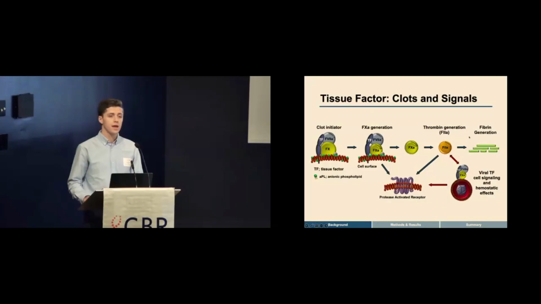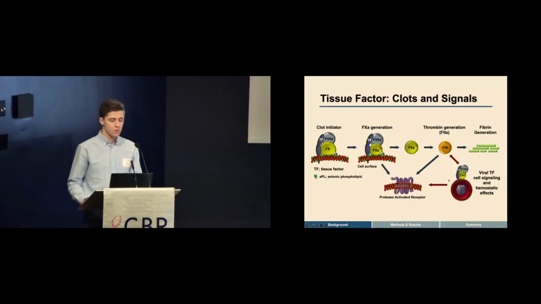formation. Now, tissue factor is not only important in blood clotting, it's also important in cell signaling and inflammation, and one of the ways that it does so is through protease-activated receptor activation, and this can occur through the tissue factor 7A, 10A complex or through thrombin.